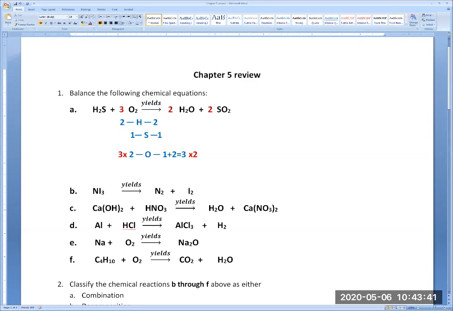So it becomes 2 times 1, times 1 plus 2 times 2, and that's 6. So this way we have 6 oxygen on the right.